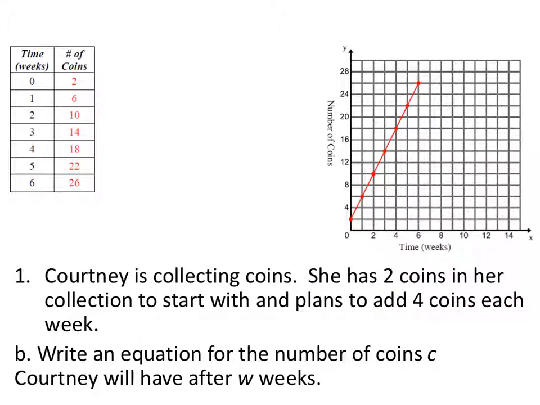From here, we need to be able to write the equation for the number of coins C Courtney will have after W weeks. Take 1 minute with your neighbor and discuss how you would write the equation for this one. I'm going to show you guys one way that I've seen people write it, not only in this class, but the other ones. What do we get? Coins equals the week number, but plus 4. Now, there's more that we would have to add on to this one.